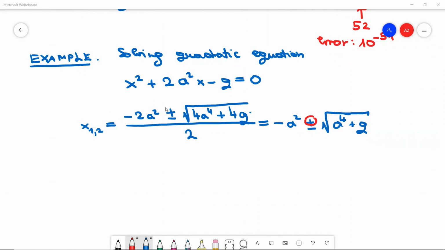So the question is this second part. This second part under the square root, so we have b squared. This is 4a to the power of 4 because b was 2a squared, and then minus 4ac. So c is here minus q, and a is 1, so it's 4q. Okay, then it's clear.